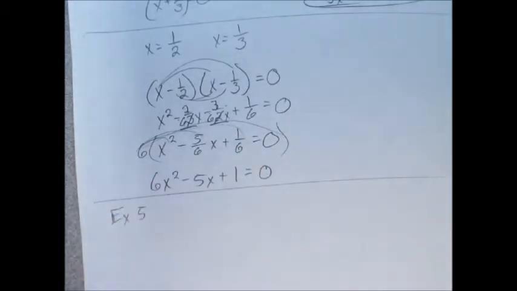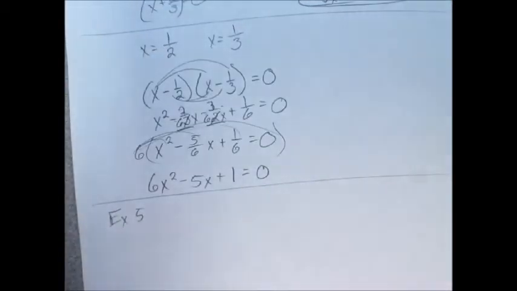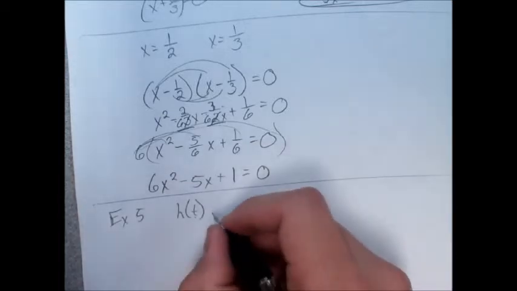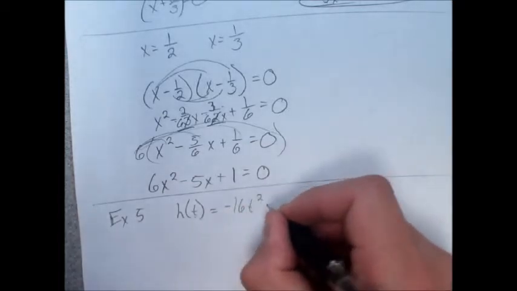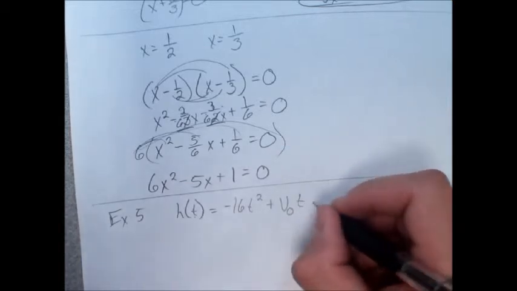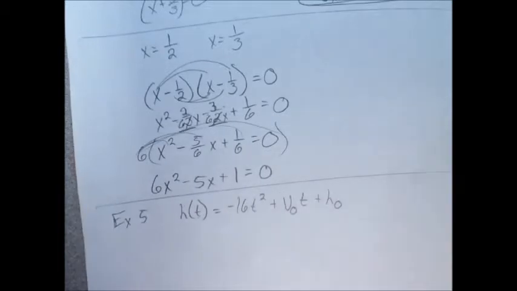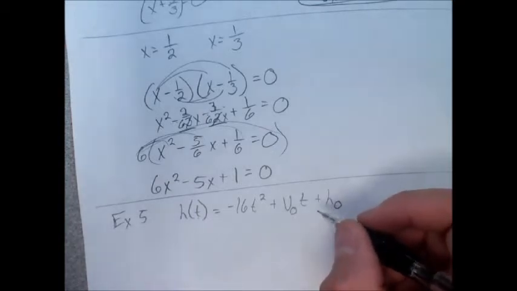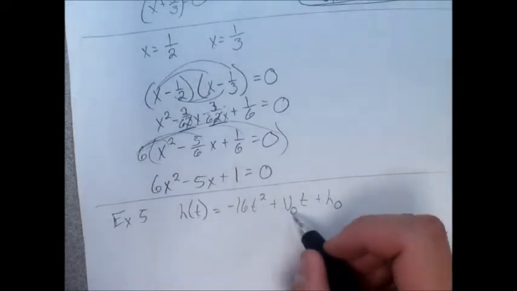Application of vertical motion. This is the one that's going to throw all of you to the wayside, so please pay attention. The height of a free-falling object is given by the function: the height, in accordance to time, is negative 16 t squared plus velocity multiplied by time plus height. The initial height in feet is h sub o, and the initial velocity in feet per second is v sub o.